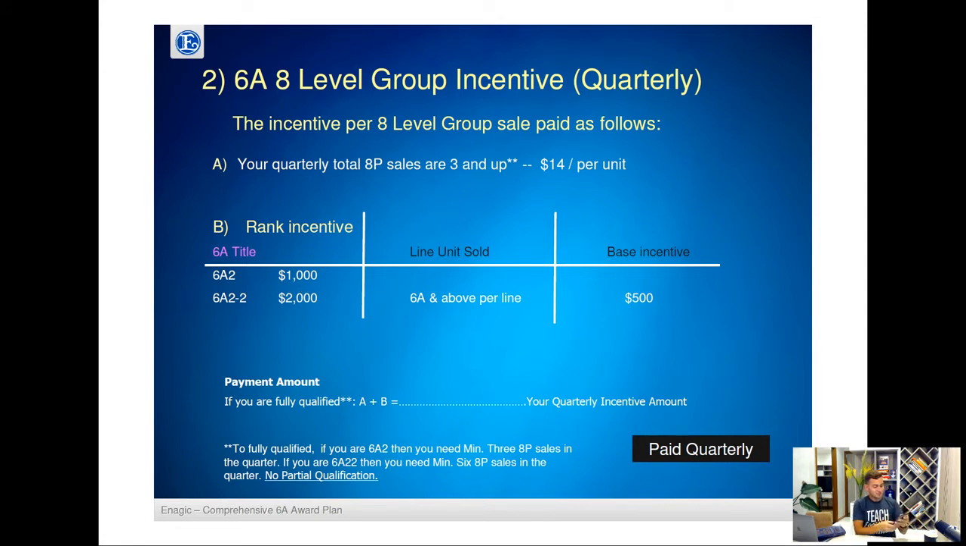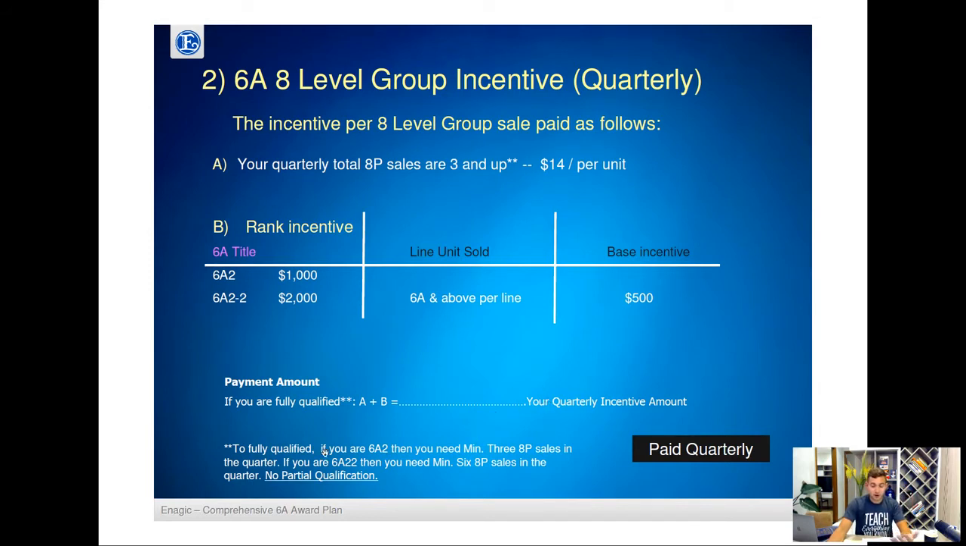All right, guys. So 6A2-2, $2,000 every single quarter. So that's $8,000 per year automatically for being 6A2-2. All right, the line units sold, there's a good example to explain this, but you get paid $500 per 6A that you have direct to you on the extra 6A. Okay, we have an example on that. So you're going to add up A and B, and that's going to be your quarterly incentive.